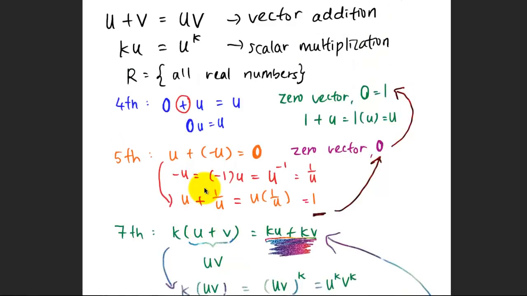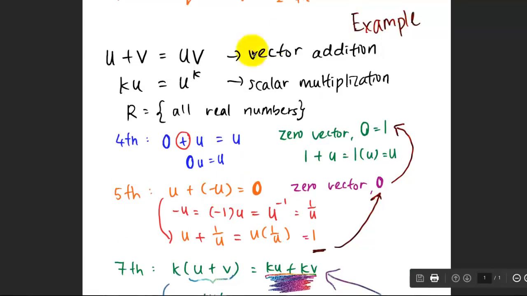So I left it for you to try with the first, second, third, 6, 8, 9, and 10, and all the axioms here to show that this set of real numbers given by the vector addition and scalar multiplication conditions forms a vector space.